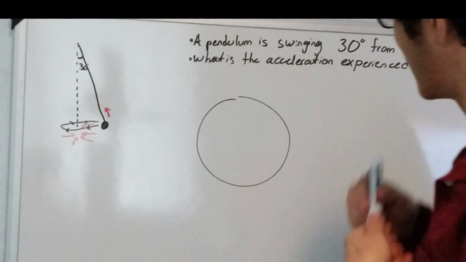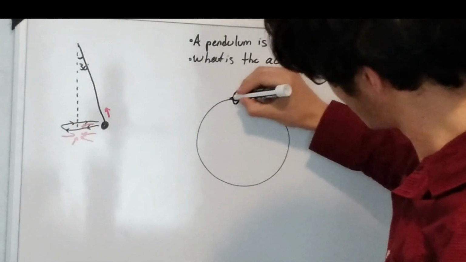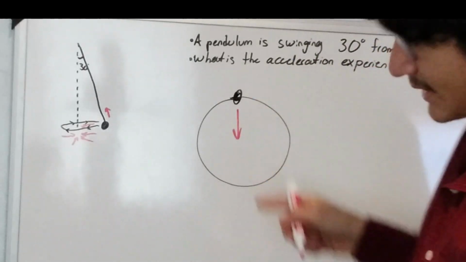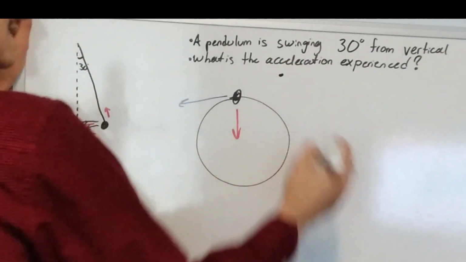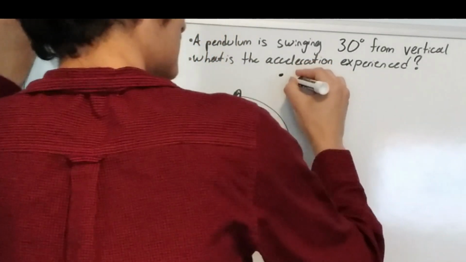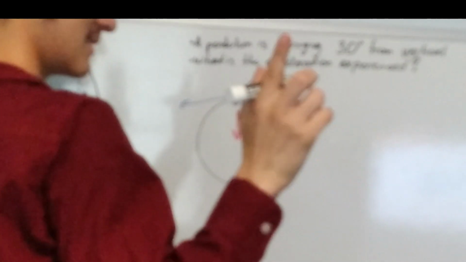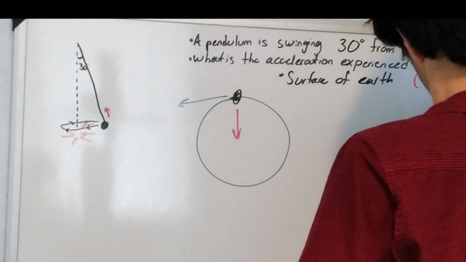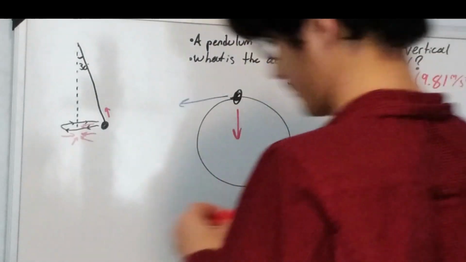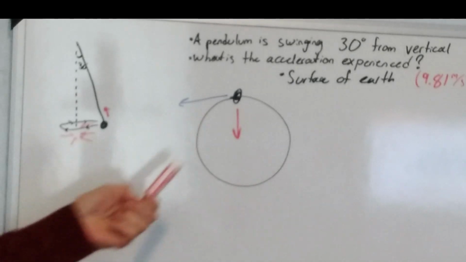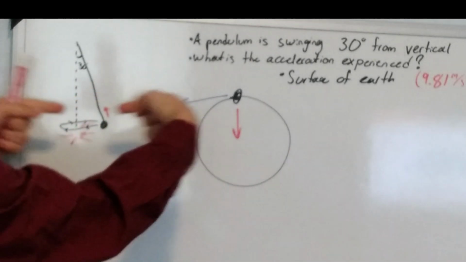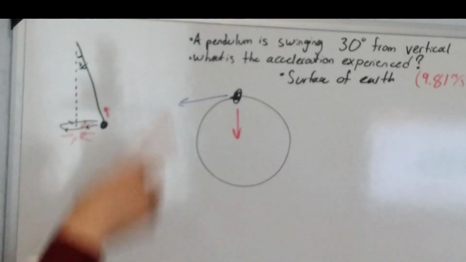So if this were an overhead view, we're trying to find this value right here. This is your hint, all right guys, this is the hint. It's on the surface of the Earth. So is that the answer, 9.81? No, that's not the answer. Again, we're looking for this direction, not this direction.